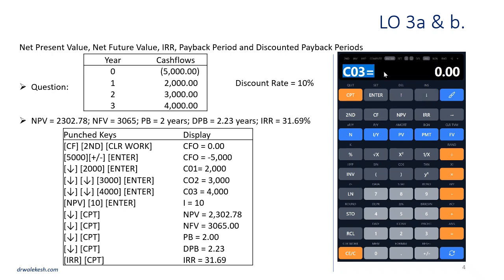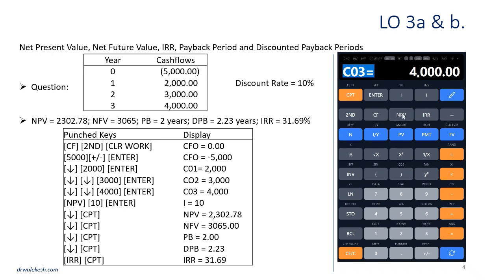So now I'm on cash flow in year 3. Cash flow in year 3 is 4,000. So let me press 4,000. So I have 4,000 here. Then I have to press enter. So now I am done with inputting all of the cash flows.